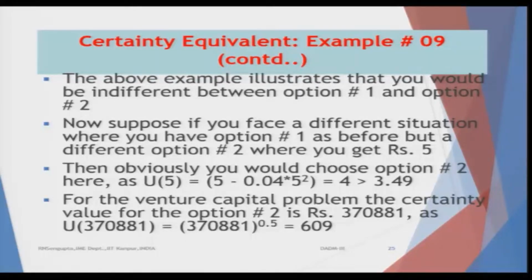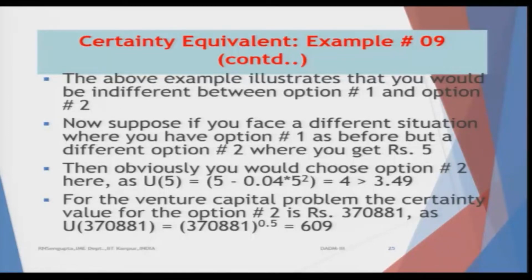Now, suppose you face a different situation where option 1 is the gamble as before, but option 2 is rupees 5. That means 5 is being given as a certain value, a deterministic case. To find the utility for the deterministic case, you put 5 in the utility function, which is 5 minus 0.04 into 5 squared, and it comes out to be 4.